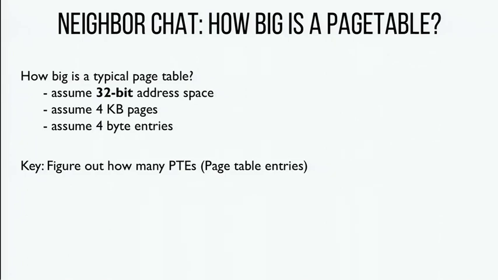Okay, now this is going to be a fairly involved calculation for you. I want you to figure out how big these page tables are. I think you've all gotten the intuition that these page tables are a problem. They're going to be very large. So I want you to figure out exactly how large a page table is going to be for a single process. The only assumptions you need are: we have a 32-bit address space, which is pretty standard; each page is 4 kilobytes, which is standard; and each of our page table entries is 4 bytes.